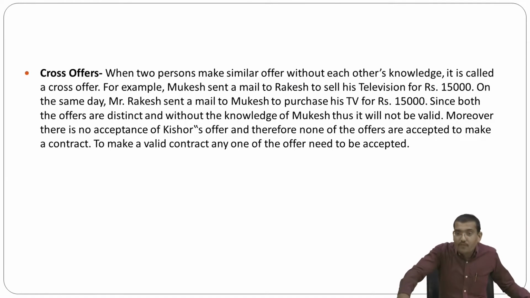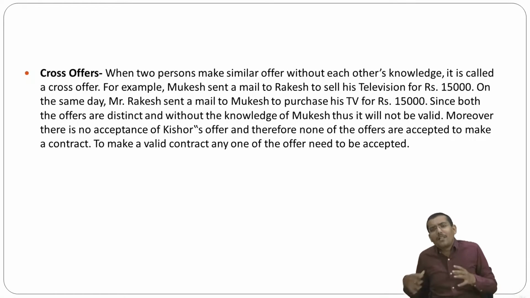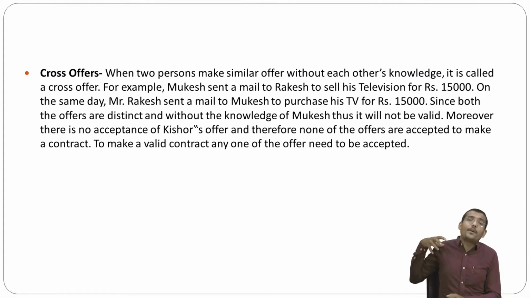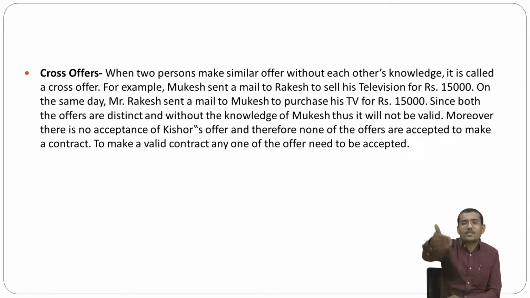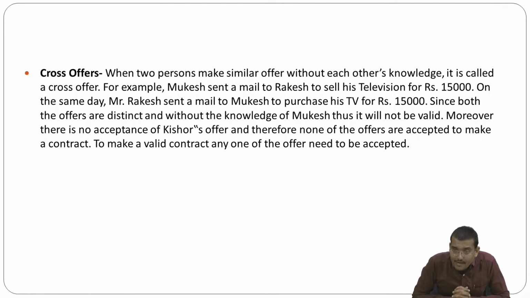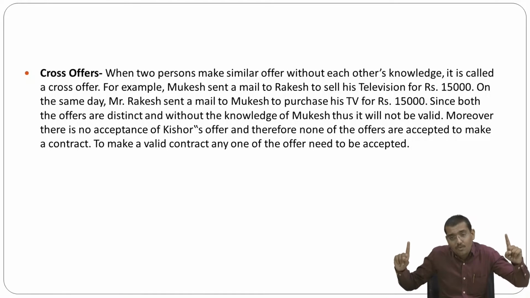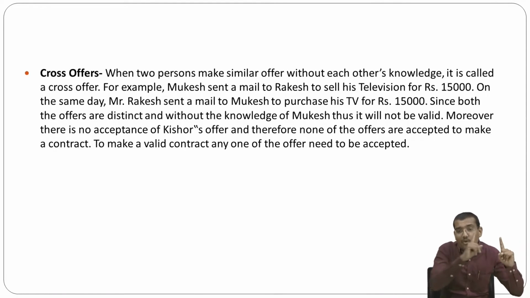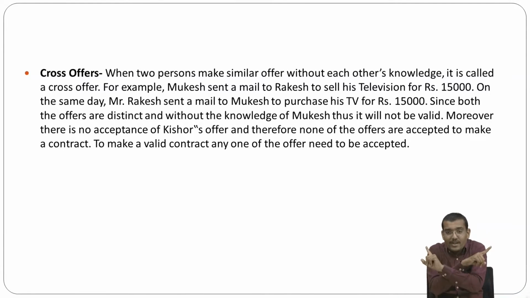therefore none of the offers is accepted to make the contract, and to make a valid contract any one offer needs to be accepted. So ultimately, in simple layman language, one person gives an offer to another person, and that other person gives an offer to that particular person, which is known as the cross offer. Say for example, Mr. X gives the offer to Mr. Y, but on that day Mr. Y gives an offer to Mr. X in a certain area, which is known as what, my dear friend? Cross offer.